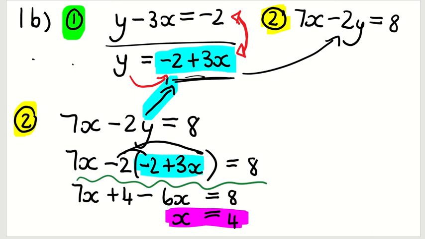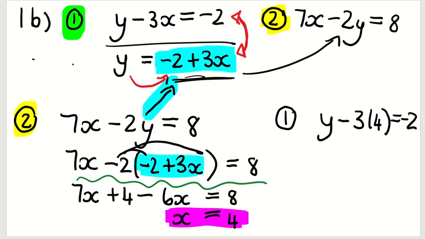But we can't stop there, because the question said solve for x and y. But now it is easy, because now we have x. Now we have the value of x. So we just substitute it in one of the equations. Doesn't matter which one you use, just one of the equations. So I'm going to use the first one, the first equation, which is y minus 3x. But what is x? 4 equals minus 2. Okay, so actually it says y minus 12 now equals minus 2.